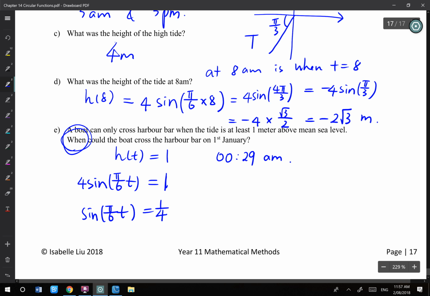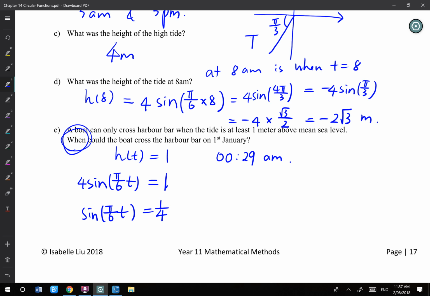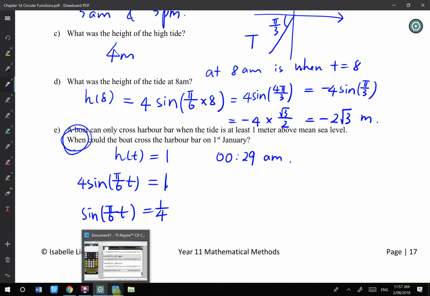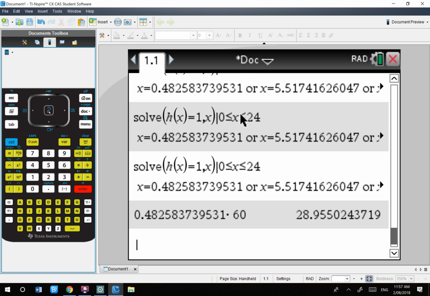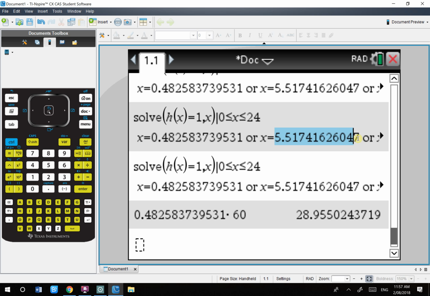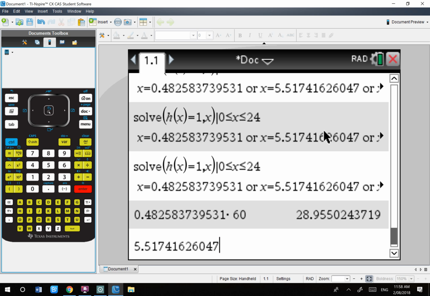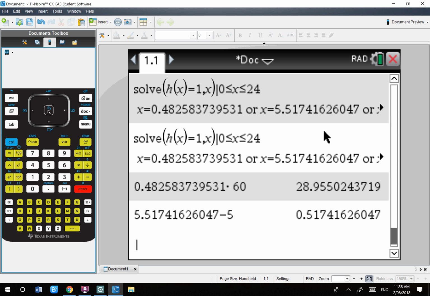About 29 minutes. That's the time I can start to go across the harbor. Next value is this one, 5.517416. I copy that value down. I will minus that value by 5 because it's 5 hours after.